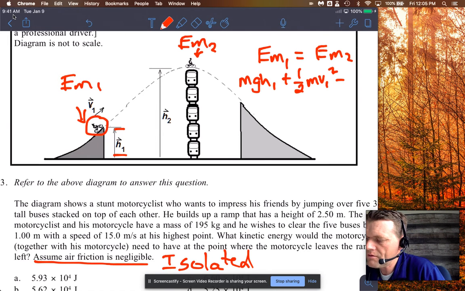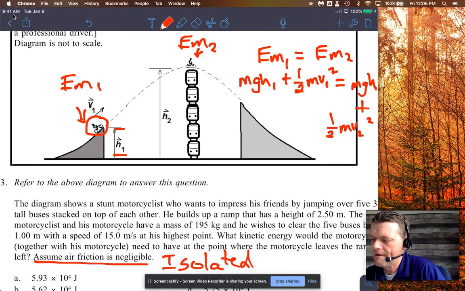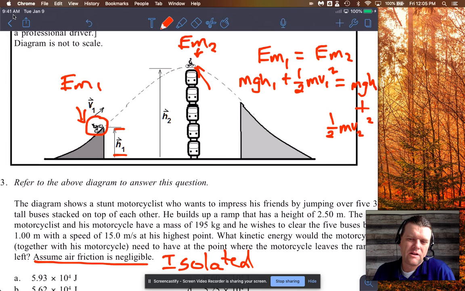Then if you look at his second position, here he has mgh2. Sorry, I'm running out of space here. And he also has 1/2 mv2 squared. Up here we know that one. So what I'm going to do is just quickly show you. We know his final velocity. It's right there, so that would be v2.